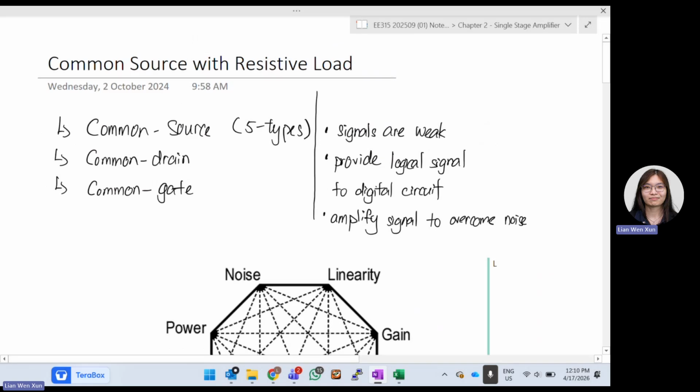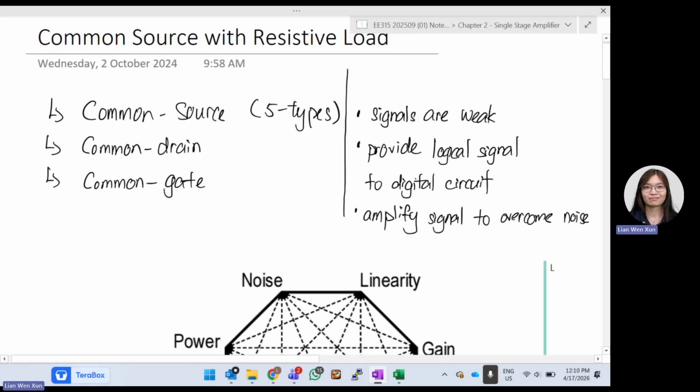There are different types of amplifier. So we will learn common source amplifier. There will be 5 types of common source amplifier. And then there will be common drain amplifier, and there will be common gate amplifier. But why do we need amplifier? It's because the signals are generally very weak.